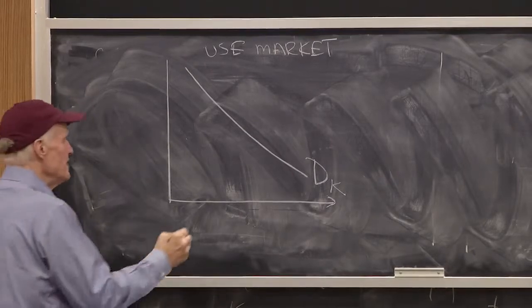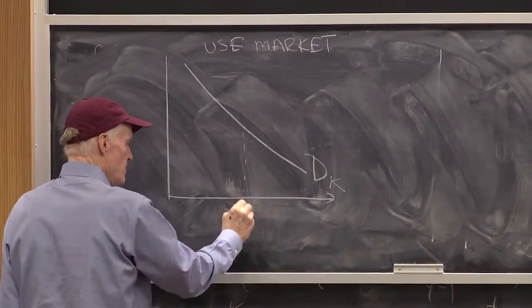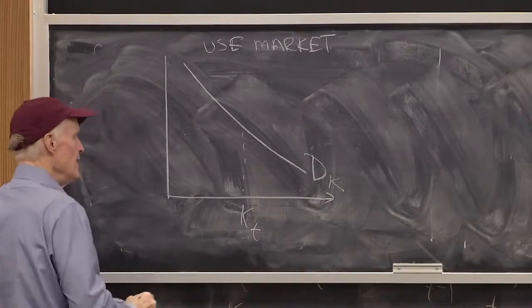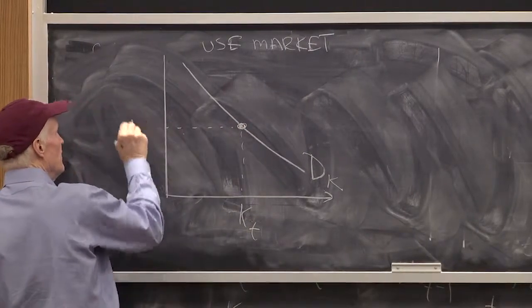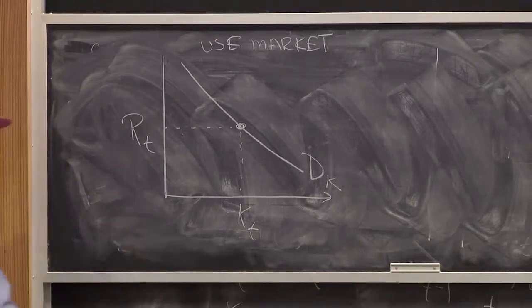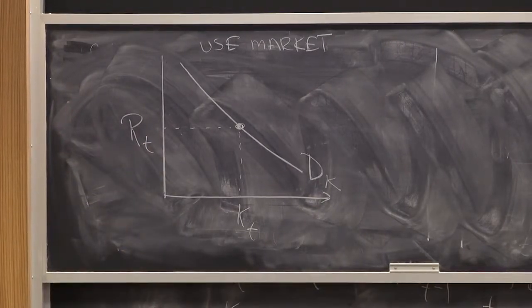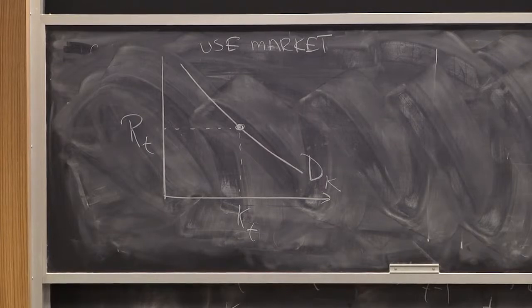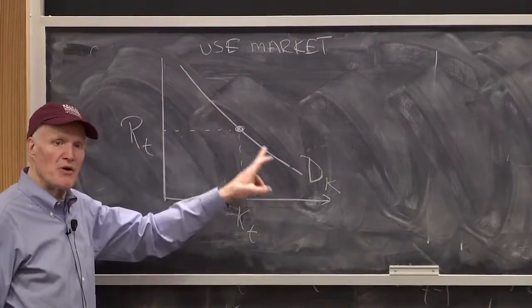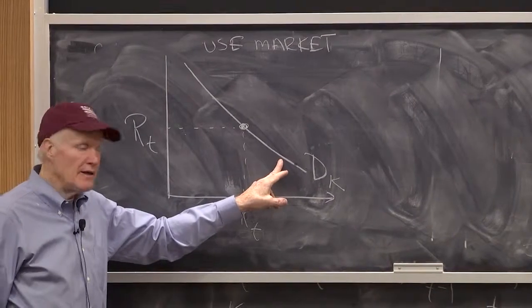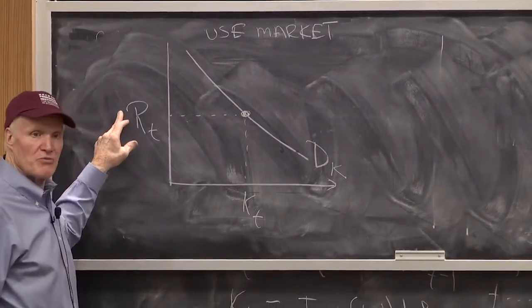And at any point in time, there's going to be a capital stock, KT. And I'm going to assume that the use market has to clear. There's a market clearing in the use market. So whatever today's capital stock is, together with whatever the demand to use capital, remember, these are people who are going to use the capital today, that is going to determine today's rental price.